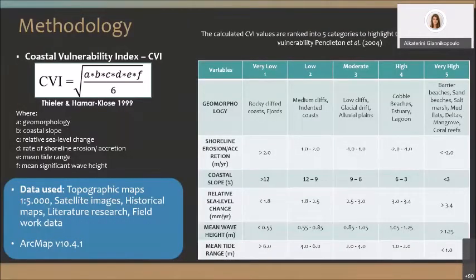Regarding the methodology for the study, the Coastal Vulnerability Index is a simple method to estimate the vulnerability to erosion of any coastal area in relation to future sea level rise. It takes into account 6 variables that are divided into 2 groups: geologic variables and physical process variables. The geologic variables are geomorphology, historic shoreline change rate, and coastal slope, and physical process variables include significant wave height, tidal range, and sea level change. Each variable is ranked according to the values of the table you can see here.